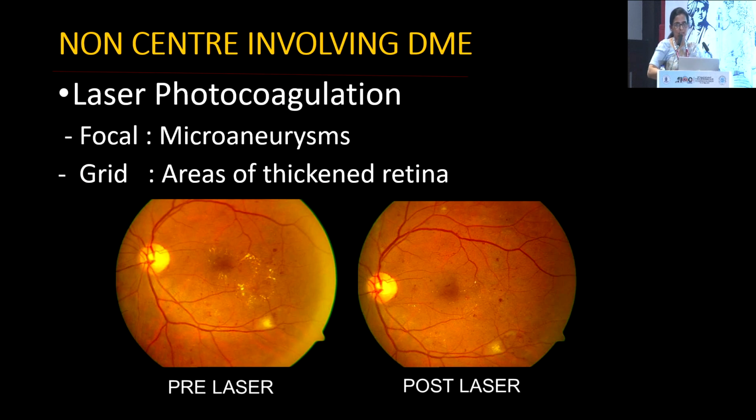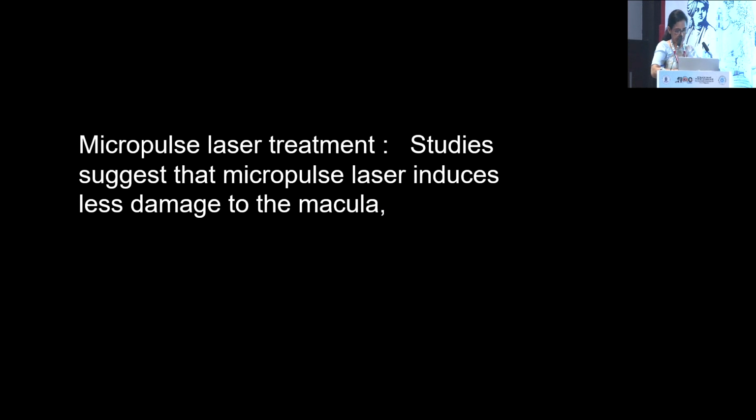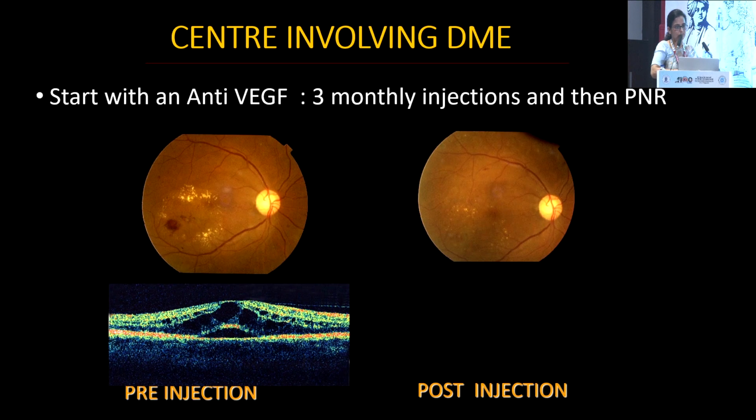So for non-center involving diabetic macular edema, we can still do laser photocoagulation. So we can do a focal laser to the microaneurysms if they are present beyond 500 microns, or you can do a grid laser to areas of the thickened retina. So a laser is done in a grid form here. So this is for non-center involving DME. But for center involving DME, the treatment of choice is anti-VEGF injections.